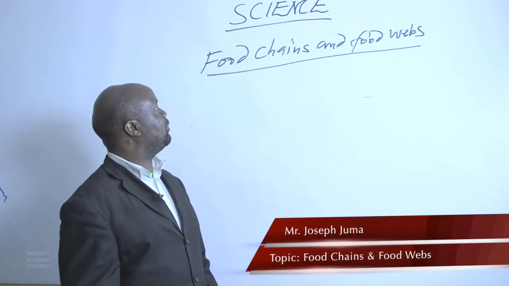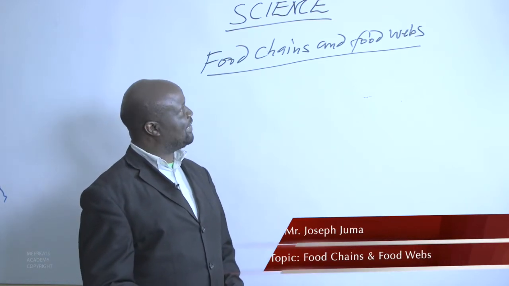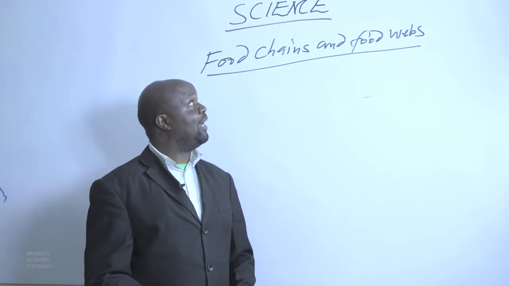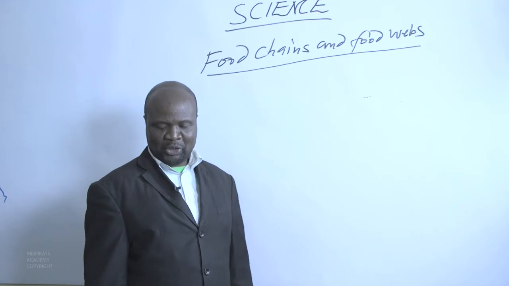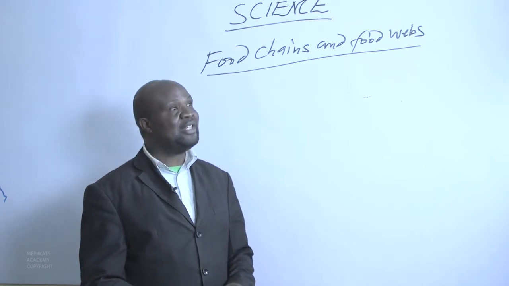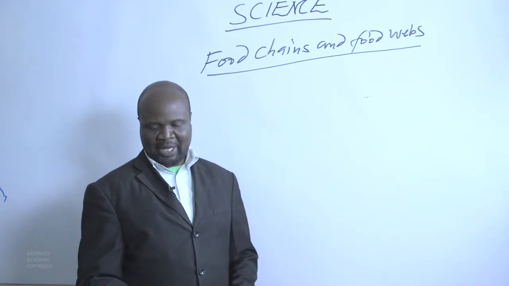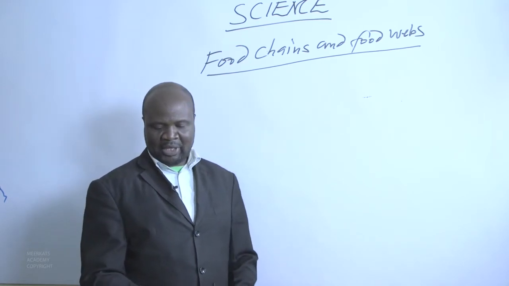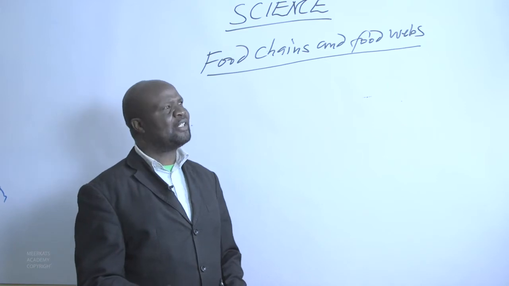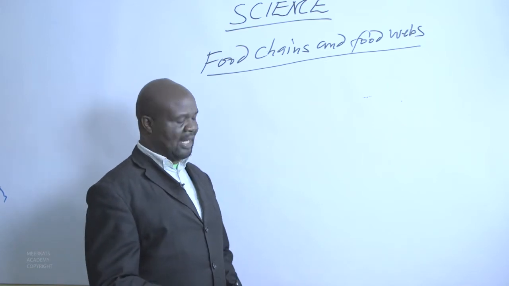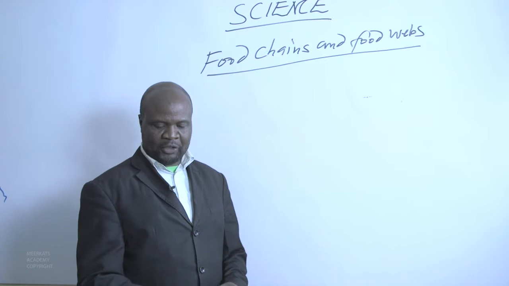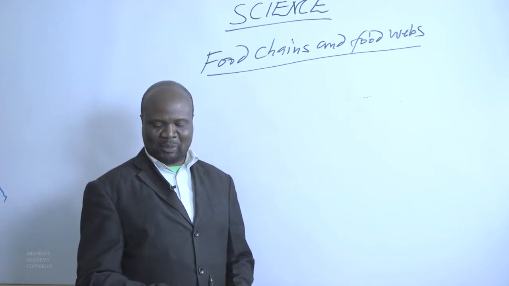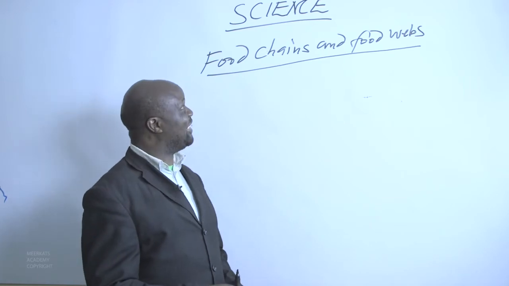Today we are going to learn about food chains and food webs. Any healthy ecosystem usually contains many different habitats and a variety of organisms. The organisms living there interact in different ways within that ecosystem. Food is the most important need of any living thing.